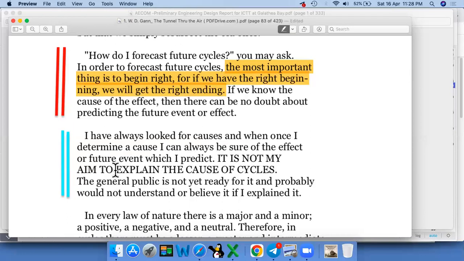It is not my aim to explain the causes of cycles. The general public is not yet ready for it and probably would not understand or believe if I explained. So this is something marked in blue, which is unexplained in the book or any of his philosophies. He says that the cycles, why that is the cause, maybe you have identified that, but he is not willing to share it. But he says fine, I'll share with you the rest of the things, which is probably very good for us.